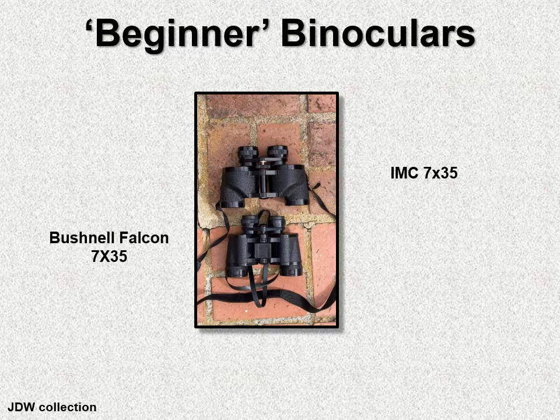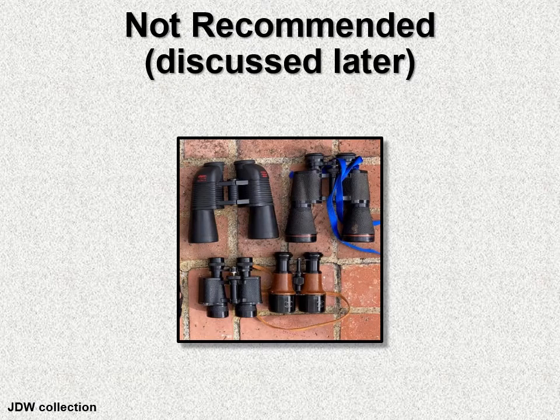These I call beginner binoculars. You can buy these on the auction site for $30, $40, $50, and we're going to be looking at them. Bushnell is a popular, reliable brand for this type of binocular. And then there are these binoculars that I do not recommend for birding, although the one on the upper left has possibilities. And we're going to find out why during this workshop, why I don't recommend them. And we're going to look at them in more detail.